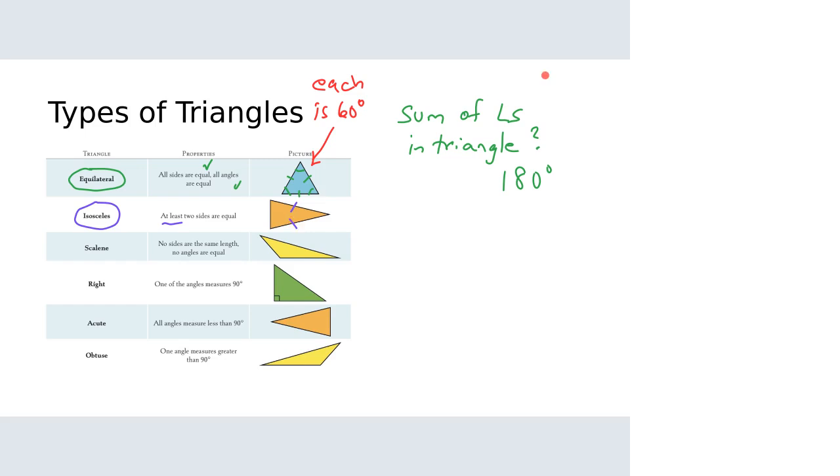Up next, we have a scalene triangle. And in a scalene triangle, no sides are the same length, no angles are equal. So essentially what we've got here is we're talking about the side length of triangles. If three sides are equal, it's equilateral. If at least two sides are equal, it's isosceles, and then the only other choice is to have no sides equal.